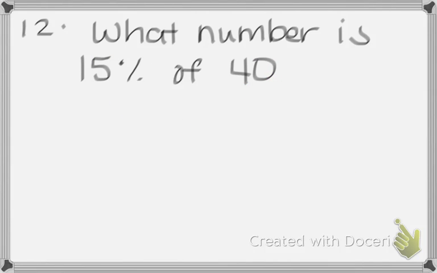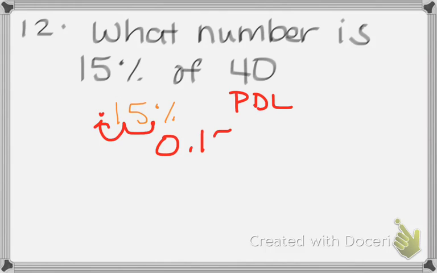All right, so here we come across number 12, and it says, what number is 15% of 40? So when we come to this problem, we could try and solve it with a proportion, but when it's saying what number is 15% of 40, we're really just talking about section 2.7 when we were finding percent of a number. So what I would actually probably do is take the 15% and then use PDL. So PDL, percent to decimal left, and then I get 0.15. Once I get the 0.15, then I'm just going to go ahead and multiply it out by the 40 that I had for my whole number.